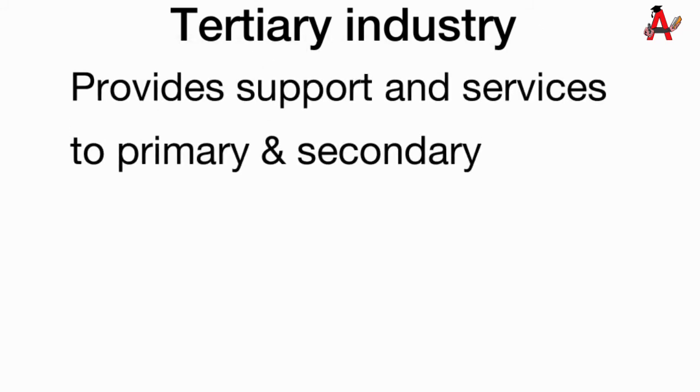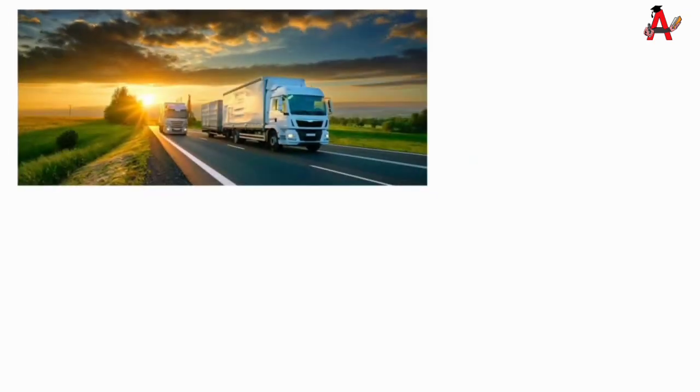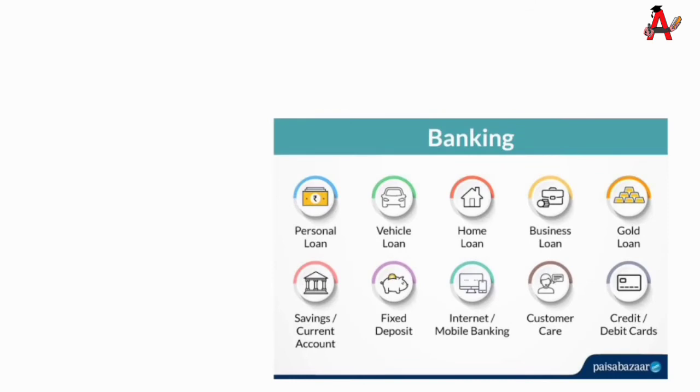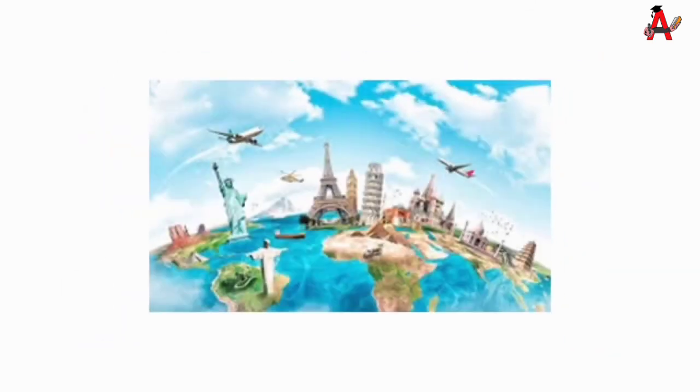And the third kind of industry is called the tertiary industry. They provide support and services to the primary and the secondary industry. Service facilities are provided to these industries. It includes transport and banking, which come under this. It could also include tourism, entertainment, etc.